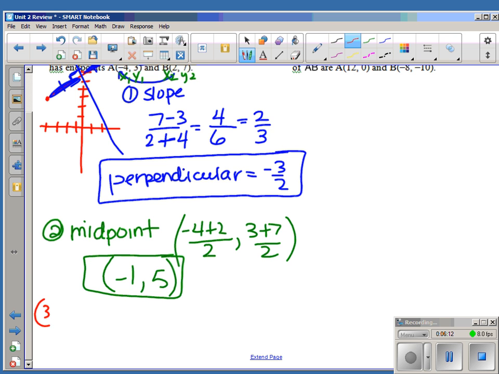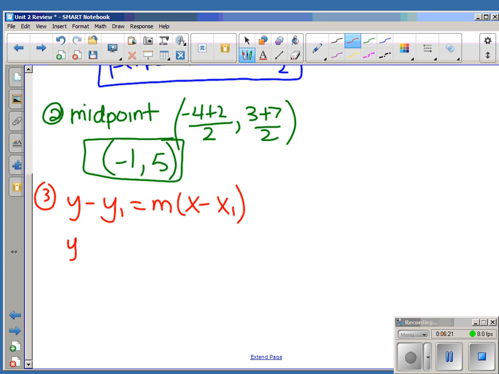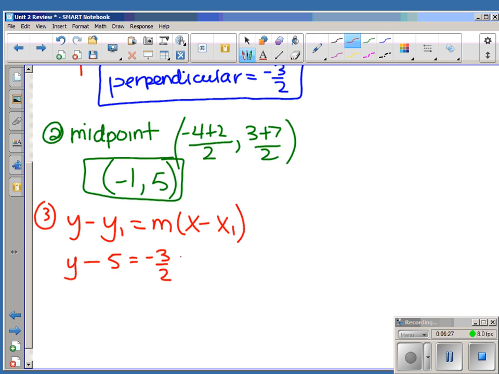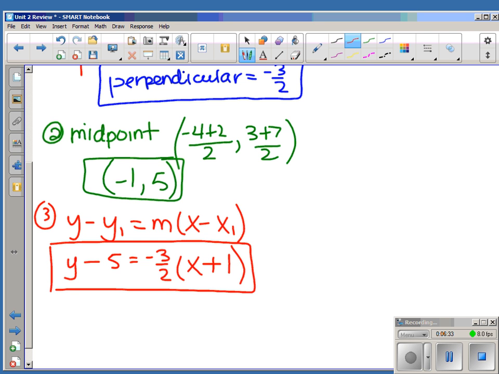Step 3 then is to give me that equation, and again, point slope form. So I'm going to write y minus 5 equals, my slope is negative 3/2 times x minus negative 1, which would turn into a plus. And again, I would not simplify that any further. I would just leave it like that.